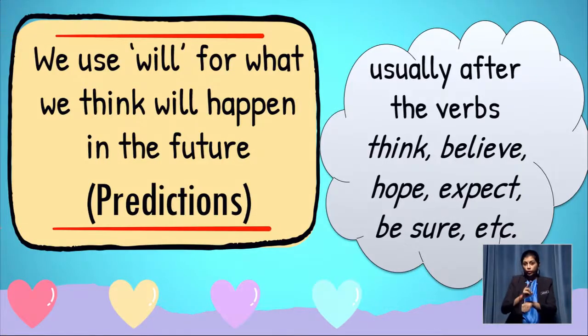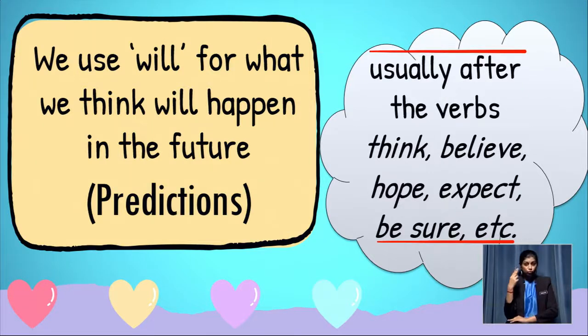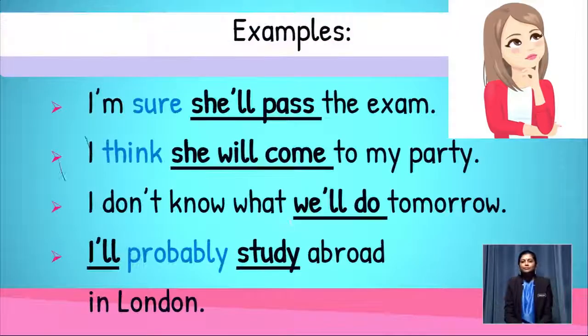We use will for what we think will happen in the future, usually after the verbs think, believe, hope, expect, be sure, etc. Look at some of the examples here. I think she will come to my party. I don't know what we'll do tomorrow. I'm sure she'll pass the exam. I'll probably study abroad in London. If we say, I'm going to study abroad in London, then it sounds like a decided plan, not something that you just think of.